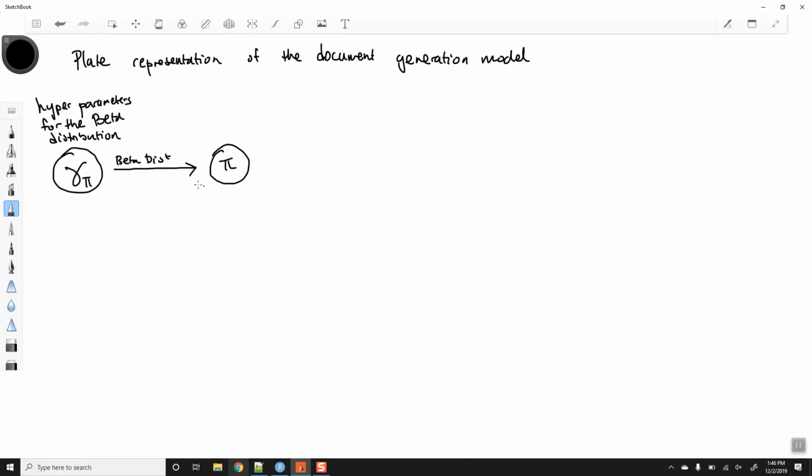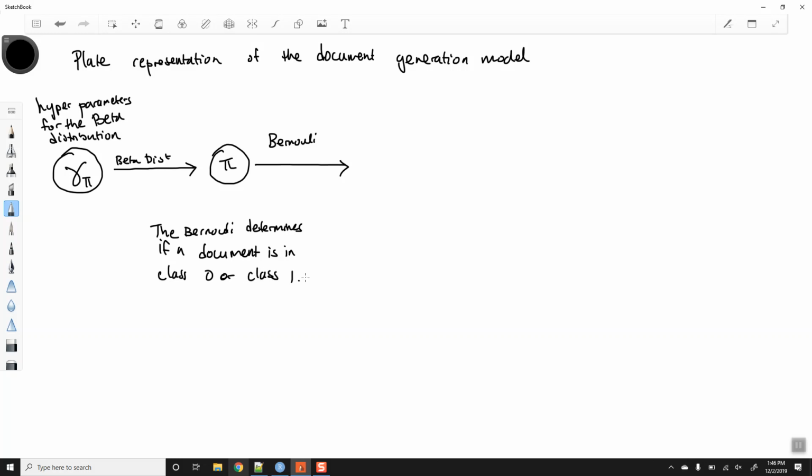And this is the value pi that goes into a Bernoulli distribution. This Bernoulli determines if a document is in class 0 or class 1.